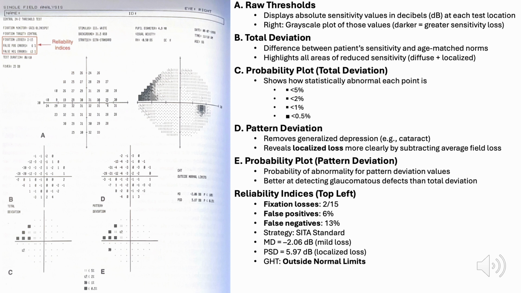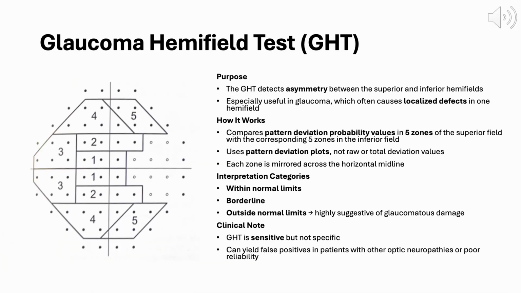This patient has a mean deviation of minus 2.06 decibels, consistent with mild loss, and a PSD of 5.97, indicating localized damage. Finally, the glaucoma hemifield test result is flagged as outside normal limits, suggesting a suspicious asymmetry between the upper and lower fields. This slide covers the glaucoma hemifield test, or GHT. The GHT is designed to detect asymmetry between the upper and lower halves of the visual field, which is especially useful in glaucoma. Glaucomatous damage often presents as localized loss in just one hemifield, so this comparison can be very telling.